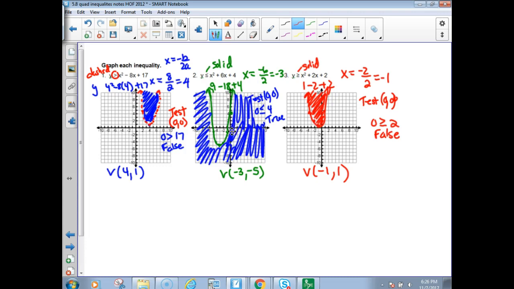Over here, it was true. 0, 0 was outside the parabola, so we shaded the outside. On this one, 0, 0 was false, so we did not shade where 0, 0 was. We shaded inside.